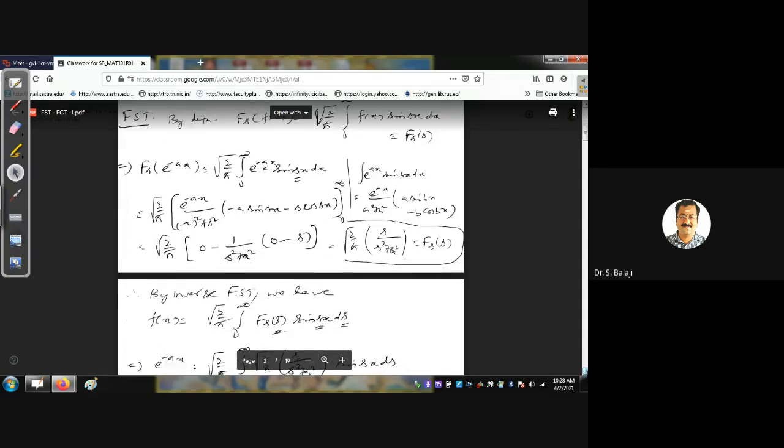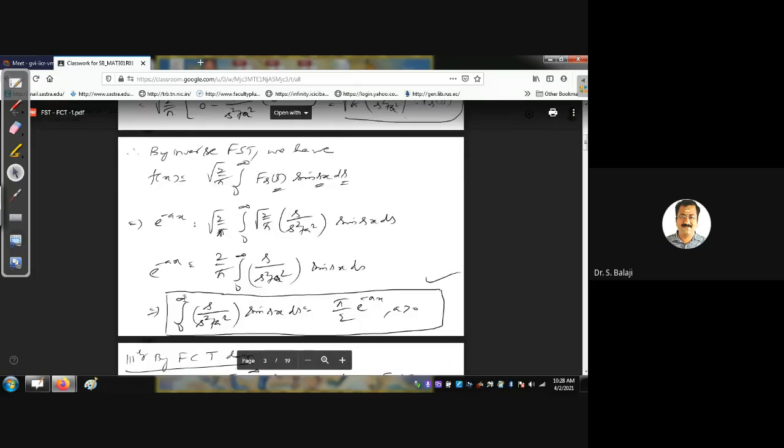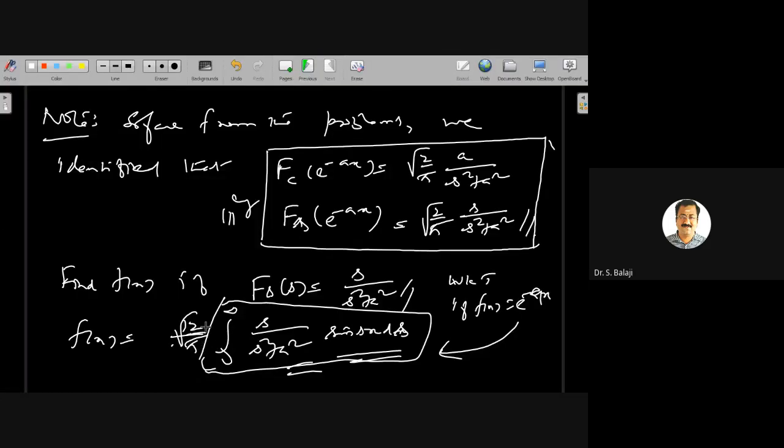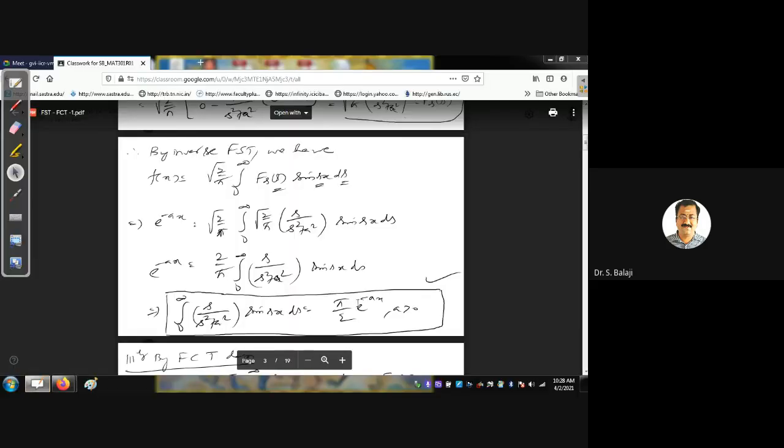The inversion formula: the integral from 0 to infinity of s by s square plus a square sine sx dx equals pi by 2 e power minus x. For the same thing, if you apply the Fourier sine transform and want to get f of x from this result, at one stage you need this relation, which can be replaced by pi by 2.